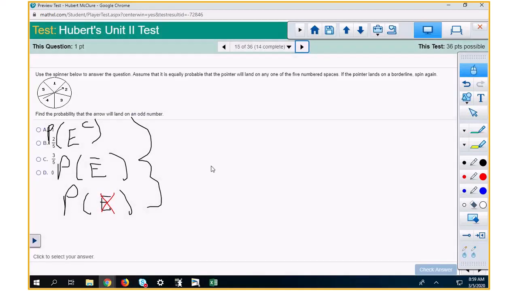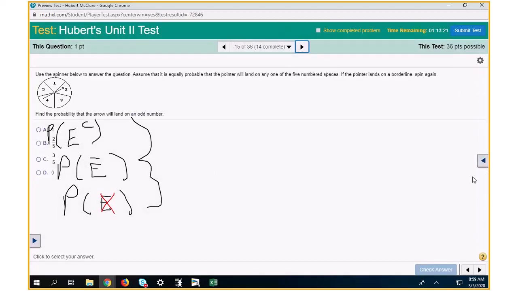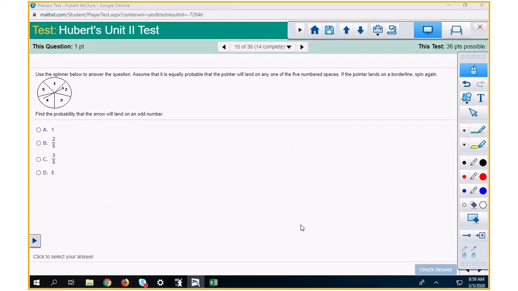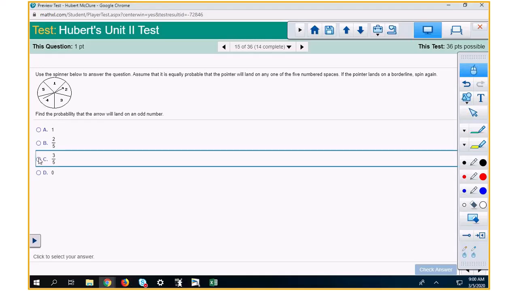Next. This is a standardized test question. One like it might be colors. It may be 2 different colors with 3 different colors. So, use the spinner below to answer the question. Find the probability that the arrow will land on an odd number. 3 out of 5. Now, if you don't know your odd numbers, then that's a problem if you're in college and you don't know your odd numbers.